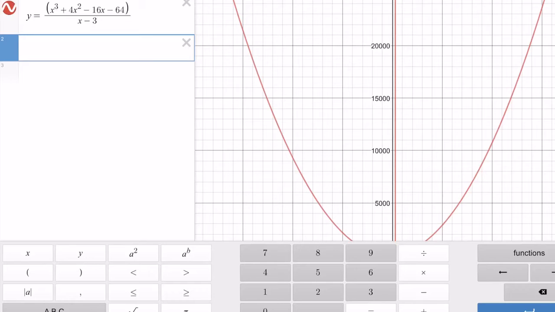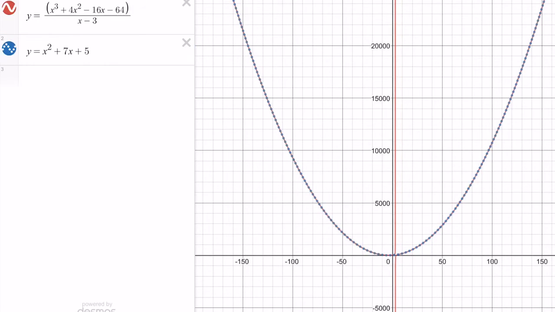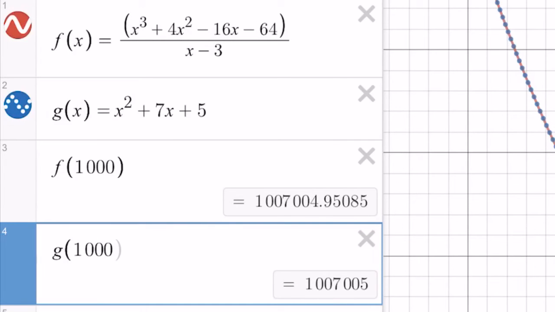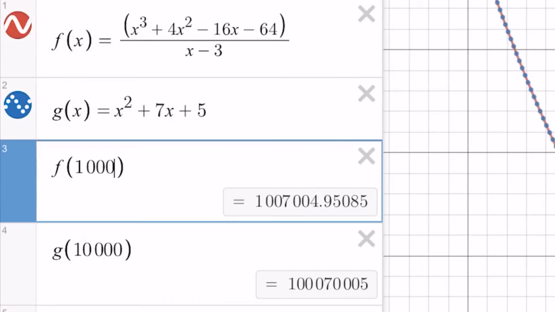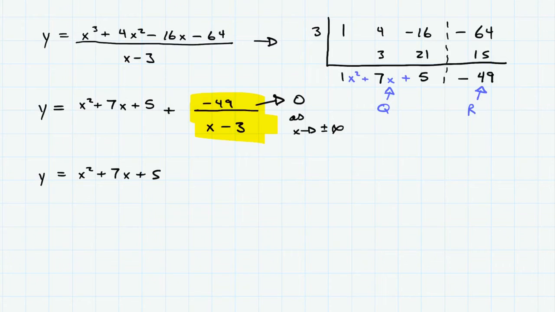So now I'm just going to graph the quotient, y equals x squared plus 7x plus 5, and it looks almost like it's dead on top of it. So I'm making it a dotted line so it looks like an asymptote, but they're right on top of each other. I called the original f of x and the asymptote g of x. What I'm showing here is that the bigger the number we put in for x, the closer the values of f and g get.